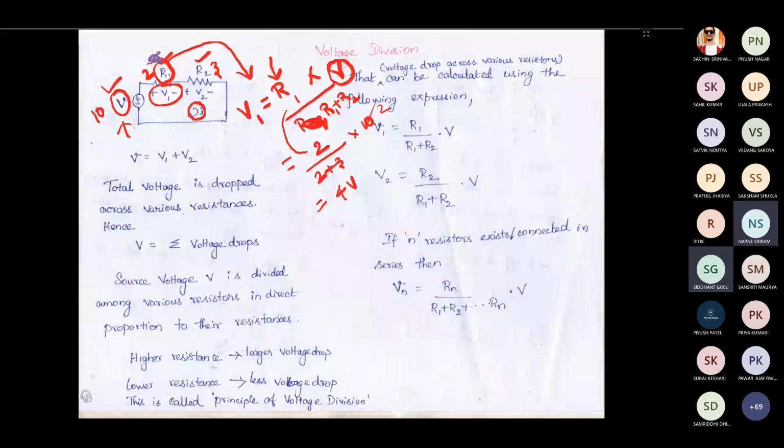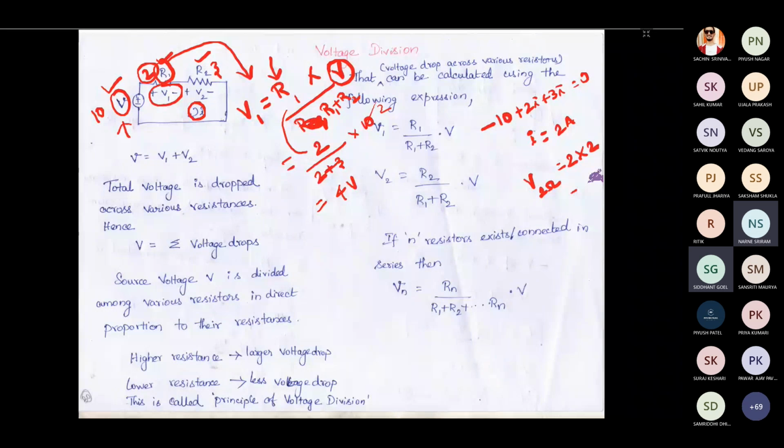Similarly, if you solve this problem using KVL, you will get minus 10 plus 2 into I plus 3 into I is equal to 0. Now, if you find I, it will be 2 ampere. Then if you find the voltage across this 2 ohm resistor, it will be equal to 2 into 2.